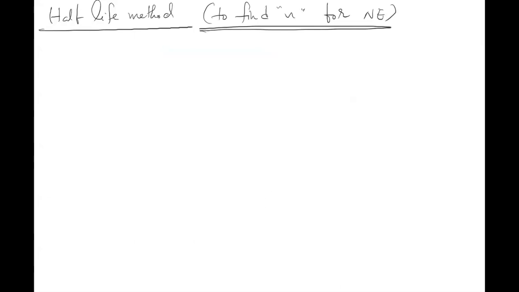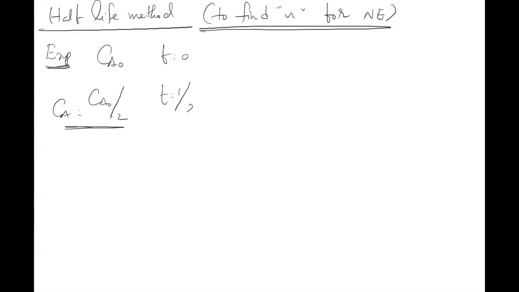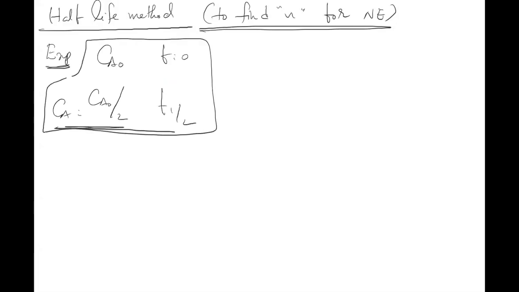This is also the same. So in the half-life method, your experiment is slightly different. You will not do the full experiment, it's a very cumbersome experiment. What you do is note down Ca naught at time t equal to 0. Half-life is the time when the concentration becomes half, when the concentration is equal to Ca naught by 2. This is what you call half-life. This is the experiment you will do.